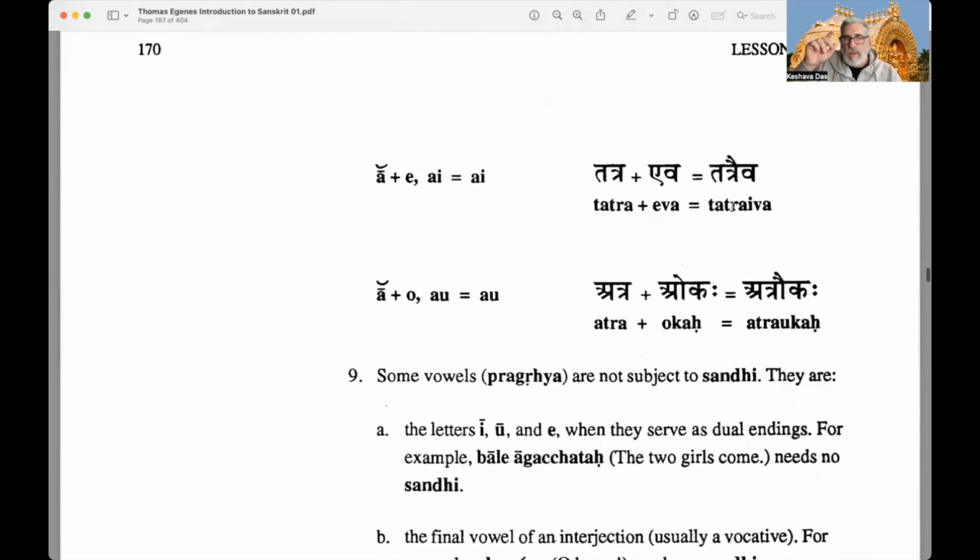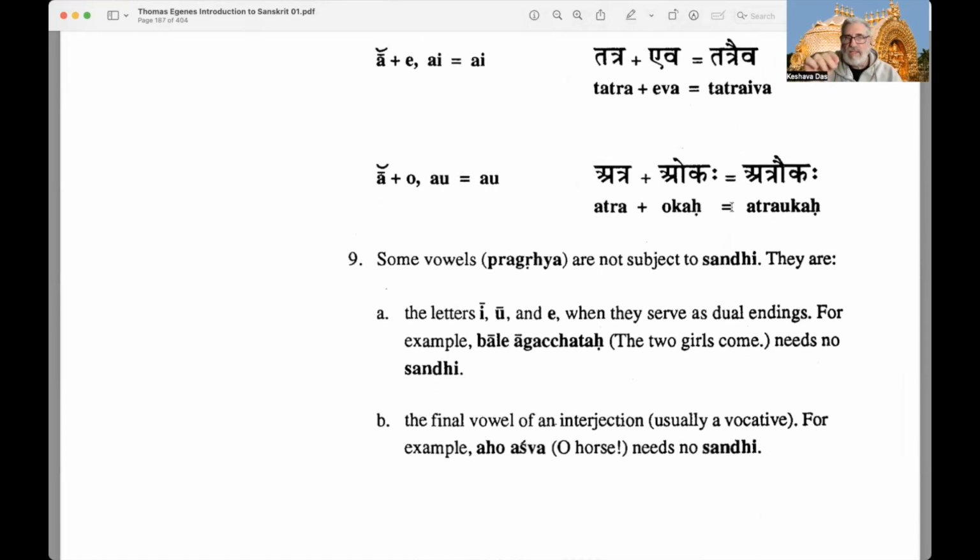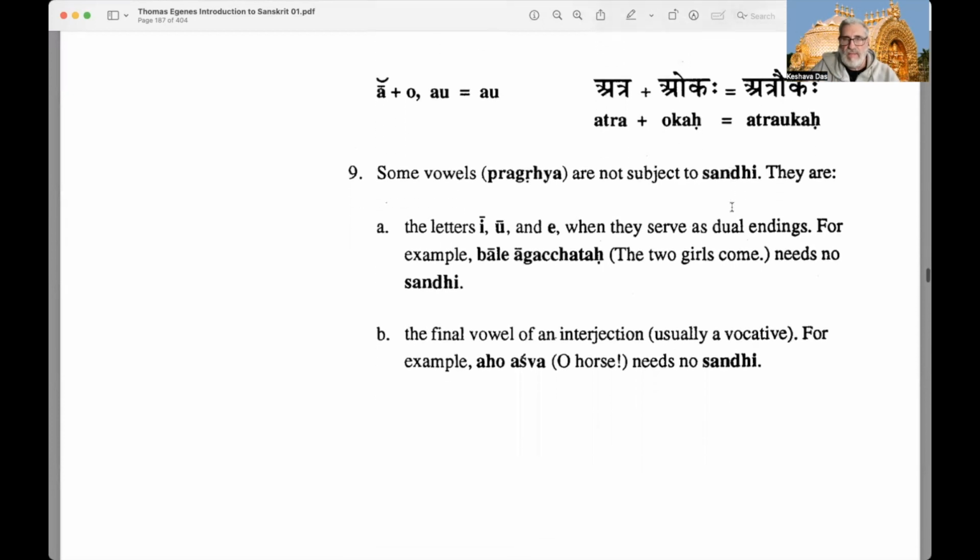Now, short or long A plus E or AI becomes AI. Here's an example: tatra eva becomes tatraiva. Short or long A plus O or AU becomes AU. Atra plus okaha becomes atraukaha. So this is also, if we look at the guna and vriddhi charts, we'll see how O becomes AU, A becomes AI, like that from guna to vriddhi, if we remember our charts.